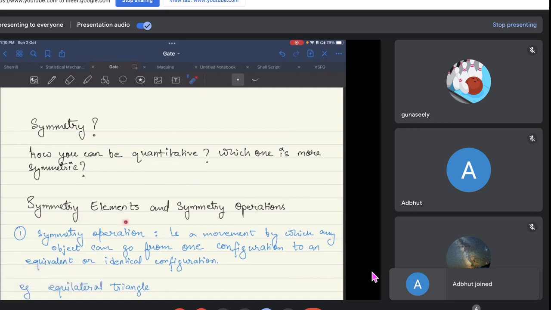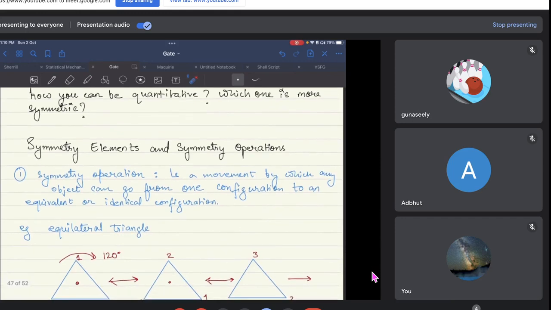The symmetry elements and the symmetry operations. So what are these? First of all, the symmetry operation. A symmetry operation is a movement by which any object can go from one configuration to an equivalent or identical configuration. There is a difference between equivalent, or you can say indistinguishable, and the identical configuration.